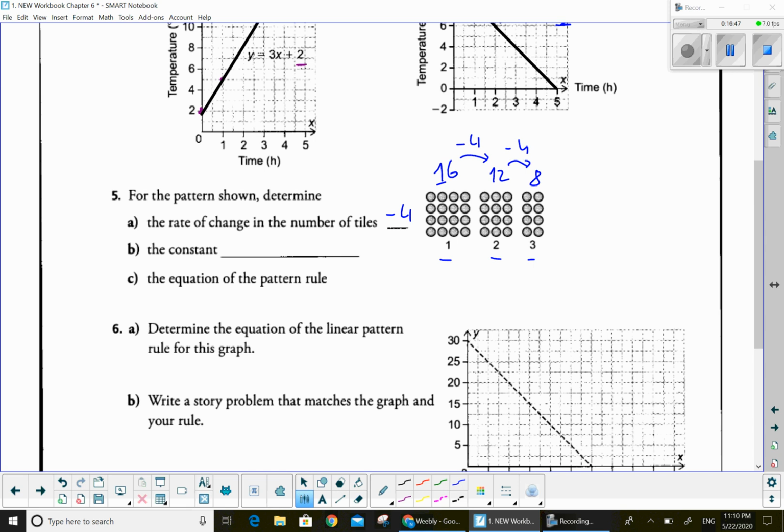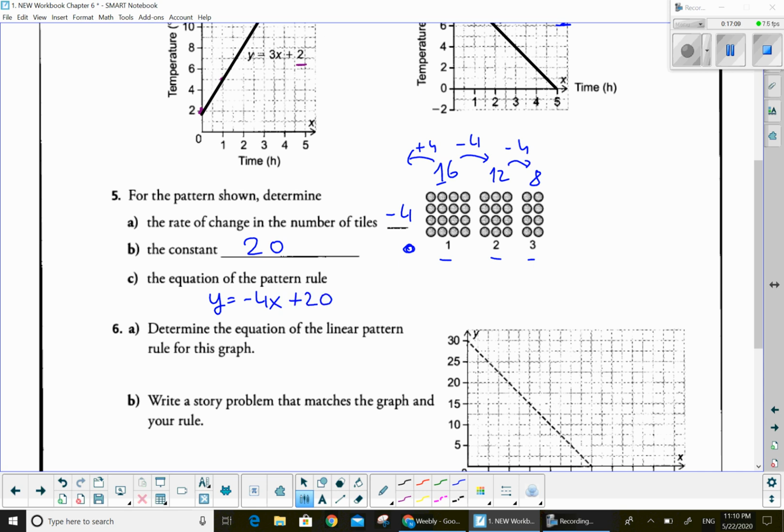The constant, remember, is the 0th term. So 0th position here. So if we're subtracting in this direction, we're going to be adding 4 plus 4, which means that our constant is going to be 20 tiles at the beginning. And the equation for this pattern rule, y equals negative 4x plus 20.